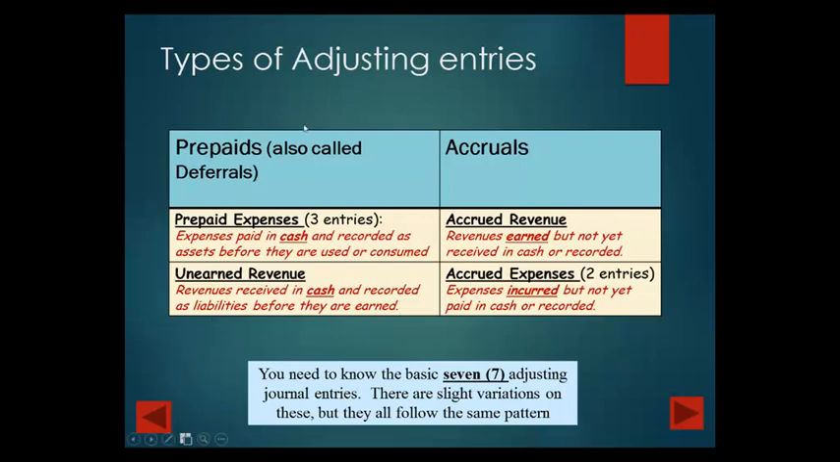So, there are 2 major categories of adjusting journal entries: prepaids and accruals. The prepaids have 3 prepaid expenses and 1 unearned revenue adjusting journal entry for a total of 4. The accruals have 1 accrued revenue journal entry and 2 accrued expense journal entries. You need to know the basic 7 adjusting journal entries. There are more, but they're just variations on these, and they all follow the same pattern.